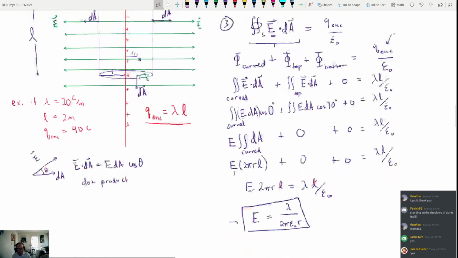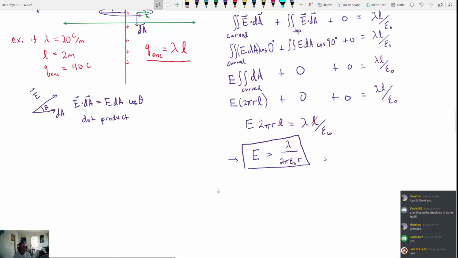We could also add into this, if we want to make it into a vector, what we would do is throw an R hat on there, right? Because this is a radially pointing out field. So this would be the complete version.